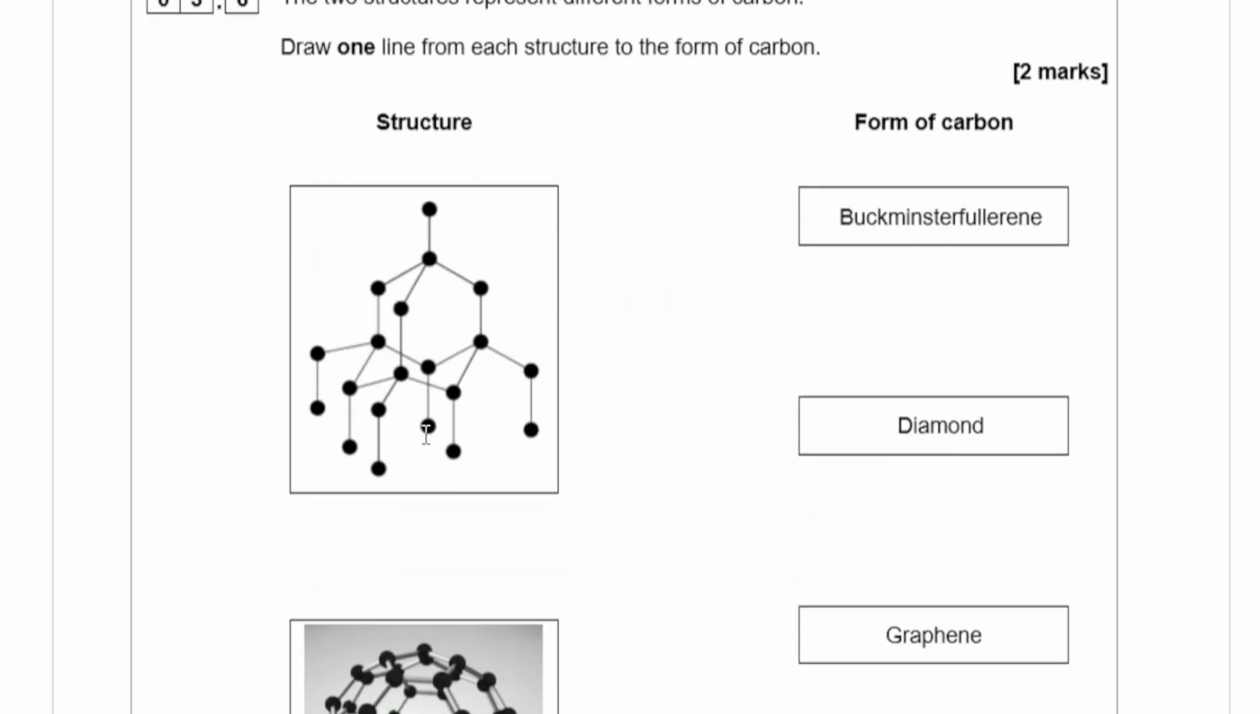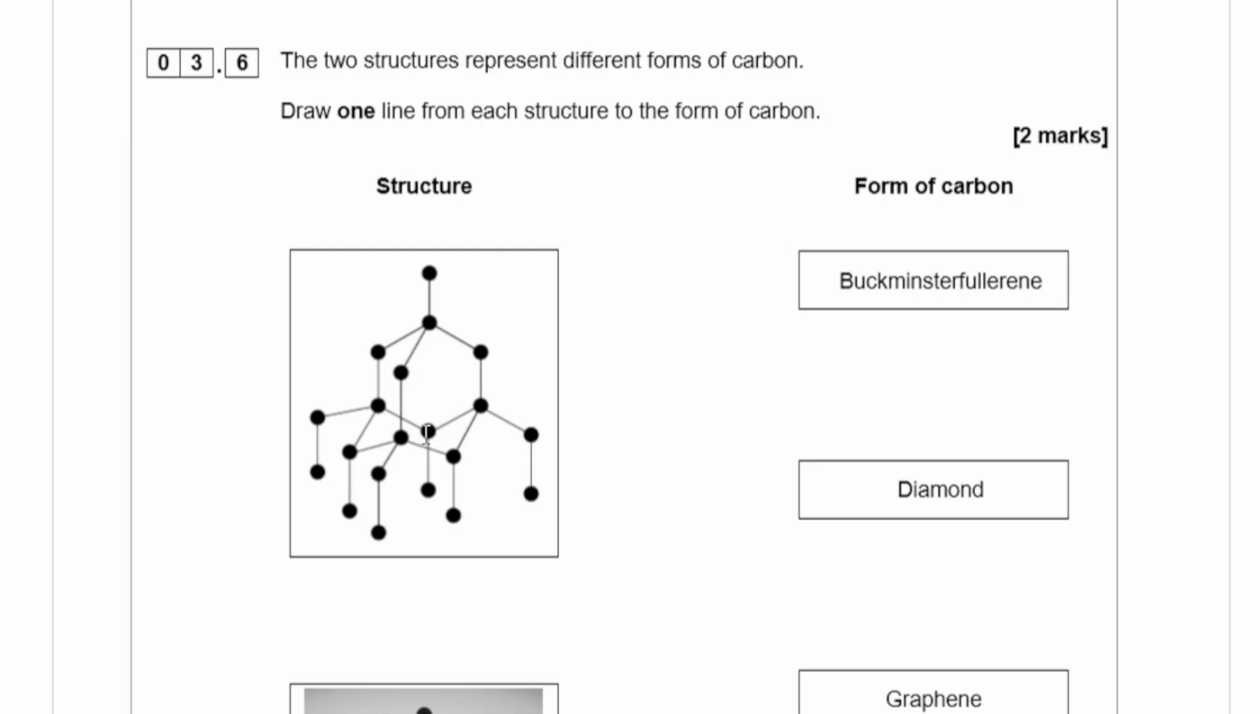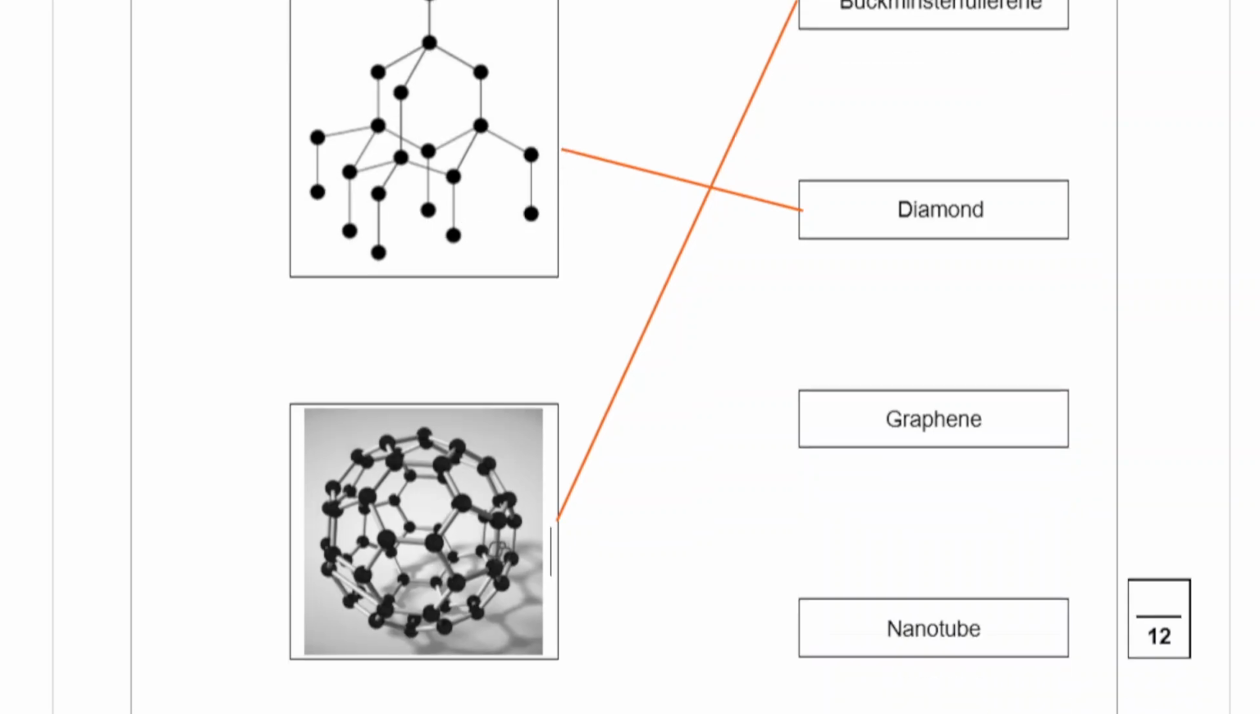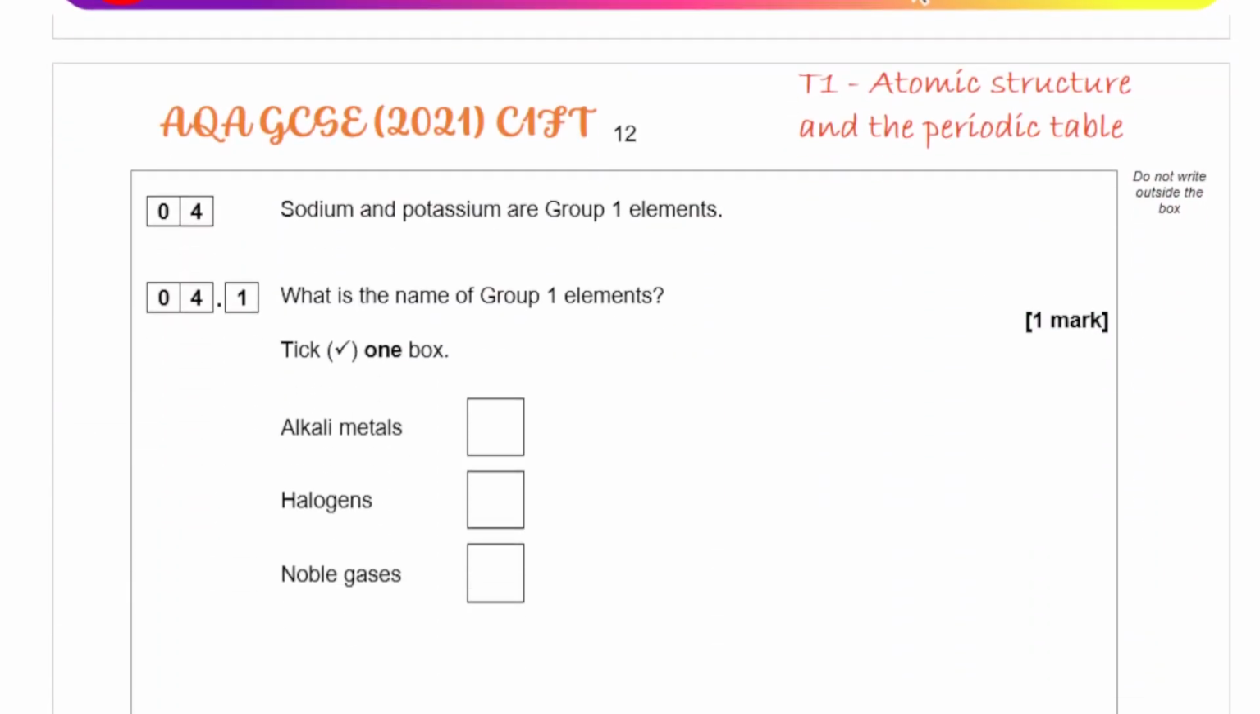The 2 structures represent different forms of carbon. Draw one line from each structure to the form of carbon. So the first one is diamond, and the second one is Buckminster fullerene. Sodium and potassium are group 1 elements. What is the name of group 1 elements? That will be alkali metals. Halogens are group 7. Noble gases are group 8.